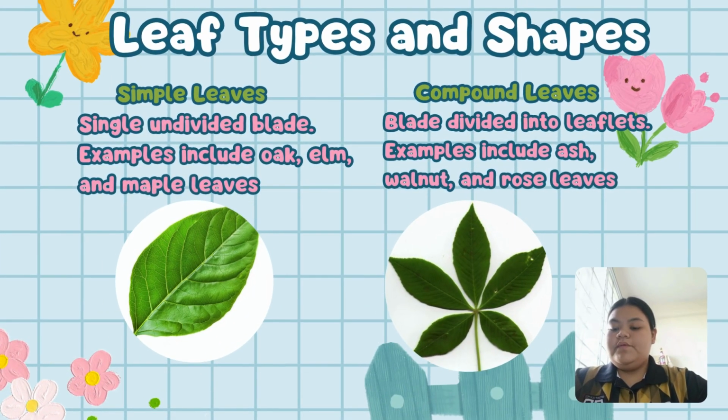So now we move to the next part. In this third slide, we learn about leaf types and shapes. As you can see on the slide, there are two categories of leaf types and shapes. The first one is the simple leaf. A simple leaf has a single undivided blade. Examples include oak, elm, and maple leaves. The next one is the compound leaf. A compound leaf has a blade divided into leaflets. Examples include ash, walnut, and rose leaves.